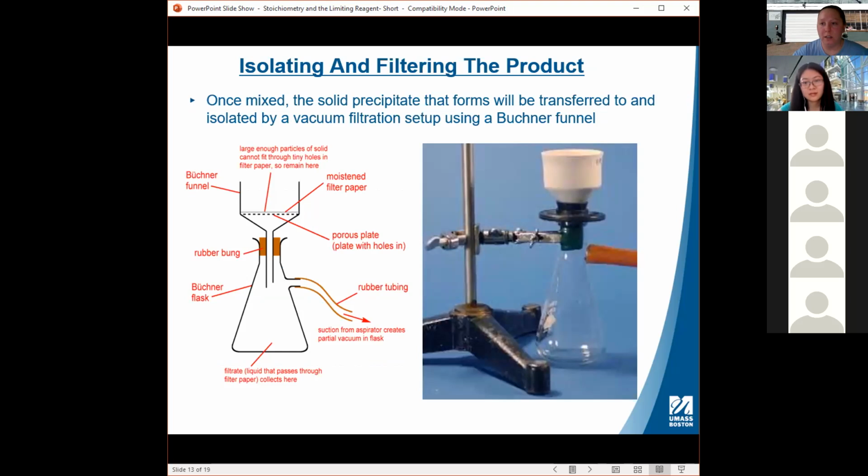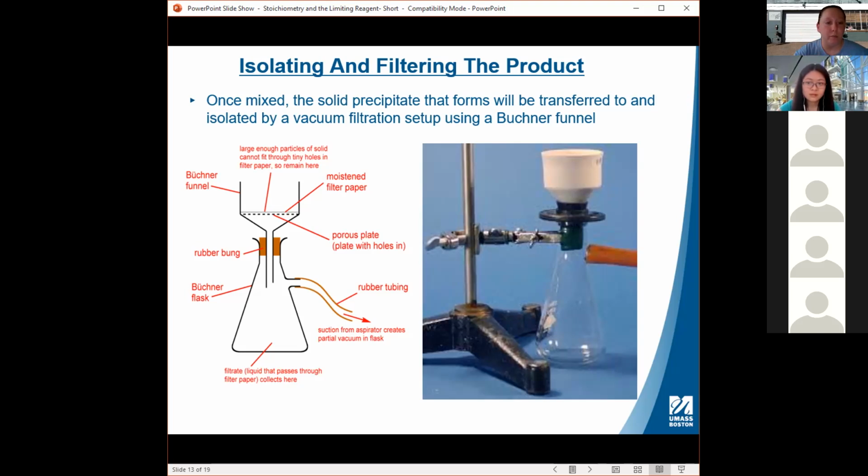Filtering. So filtering is one of the most commonly used separation techniques in chemistry, I would say in organic chemistry. So we always use some kind of funnel. In this case, a Buchner funnel is funnel shaped and has little holes on it. What we do is we cover it with filter paper so that anything that's liquid can be pulled through and whatever solid stays on the filter paper.